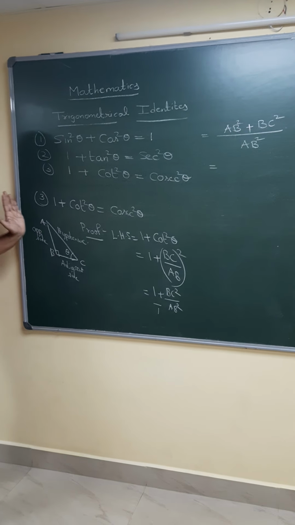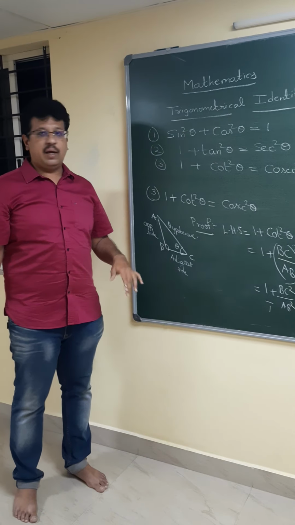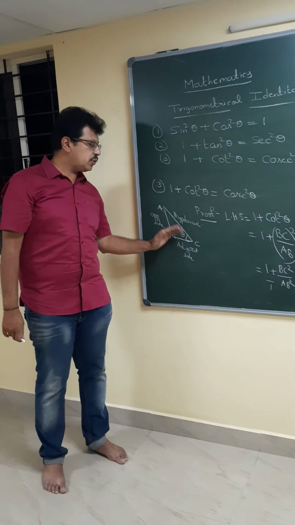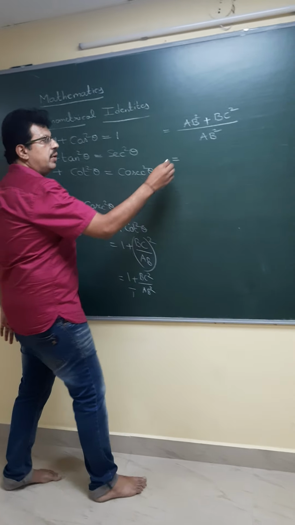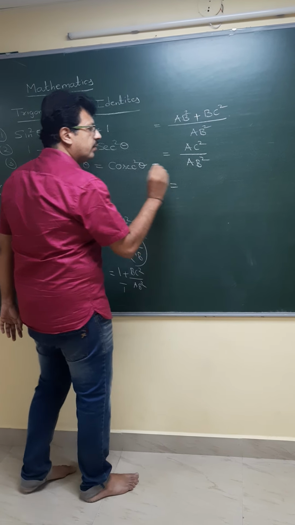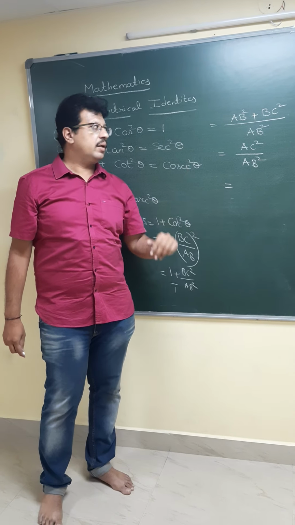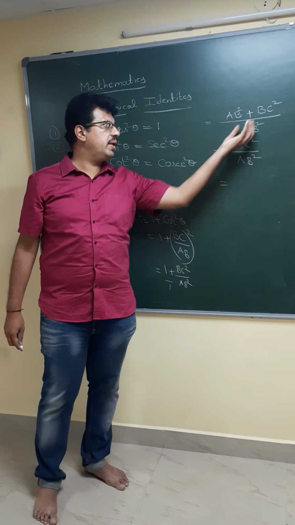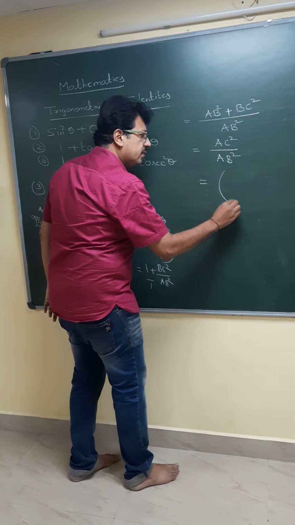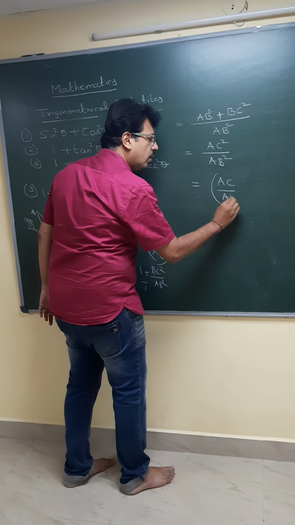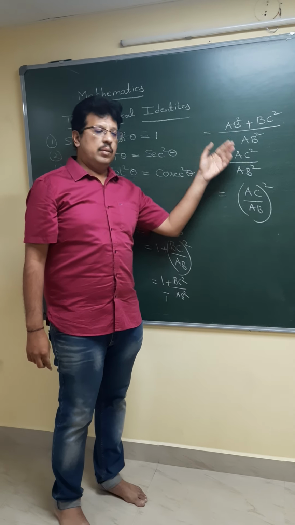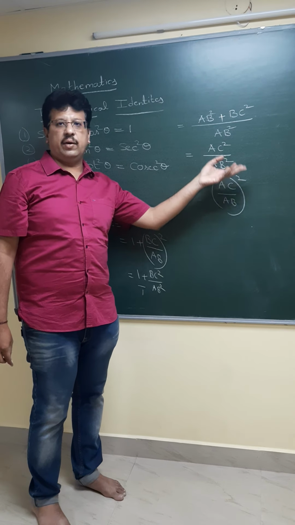But what is this AB square plus BC square? Again, we know it very well. According to the Pythagoras theorem, AB square plus BC square is nothing but AC square. So we are going to write this as AC square by AB square. Again, instead of writing AC square by AB square, we can also write AC by AB whole square. It doesn't make any difference between these two. I am applying the square because I have taken the numerator and denominator and the whole square.